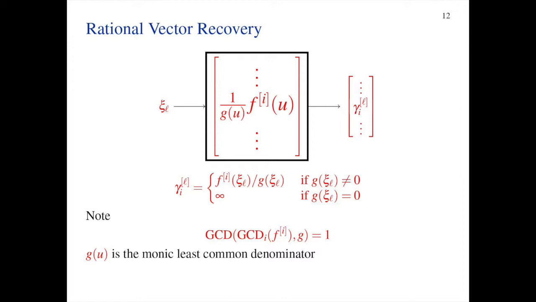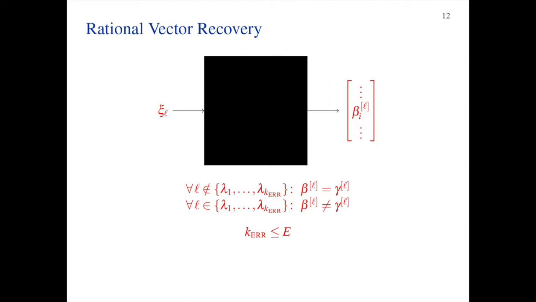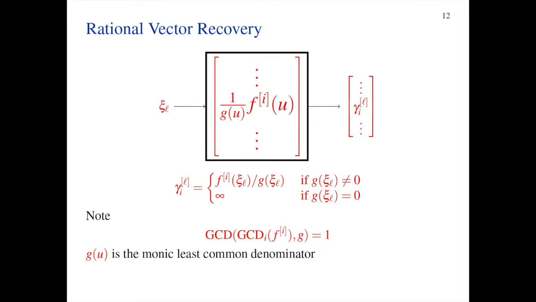Well, among the polynomials, all of the polynomials. And I want to recover the rational function by probing the black box. And again, we'll assume that no more than e times will I receive a vector where in some place beta is not the same as gamma, right? Gamma is the evaluations of f over g.